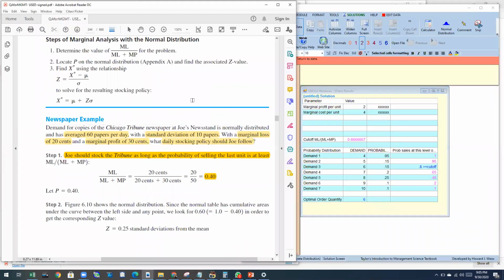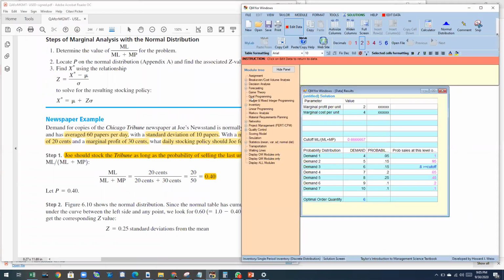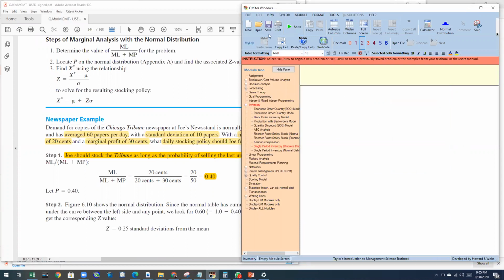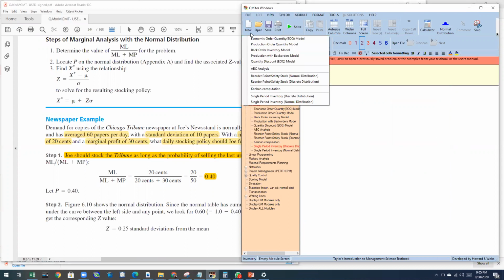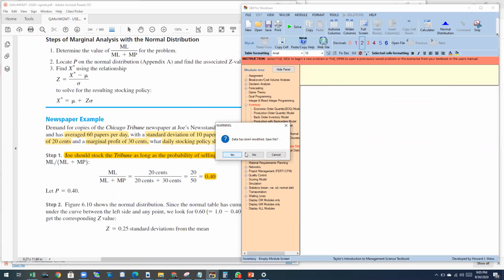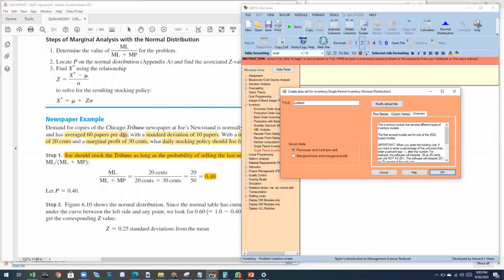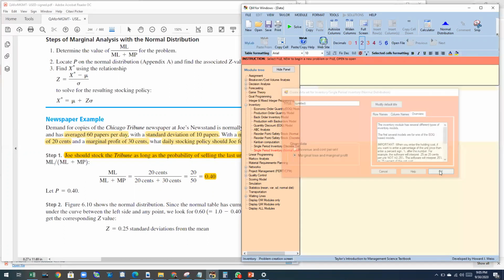All right. So what we need to do is go to inventory. Actually, I'm going to start new. So I'm going to click new and I'll go for single point inventory with normal distribution. Okay. So the question is, we are going to use marginal profit and loss. We click on that and then we click OK.